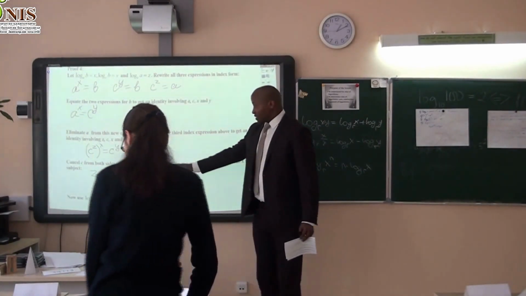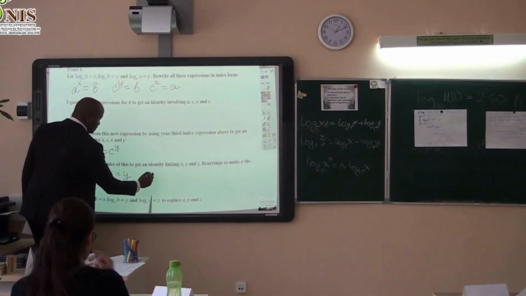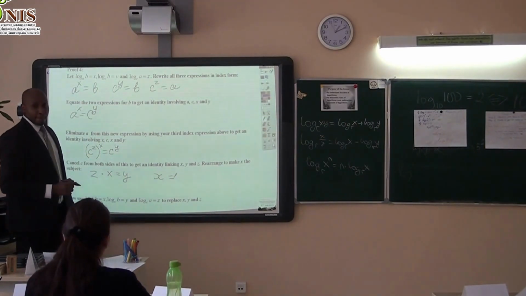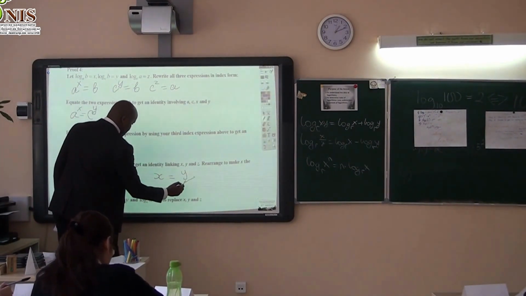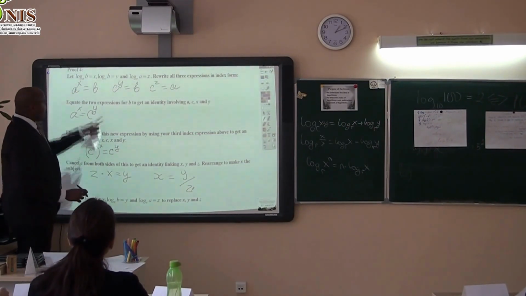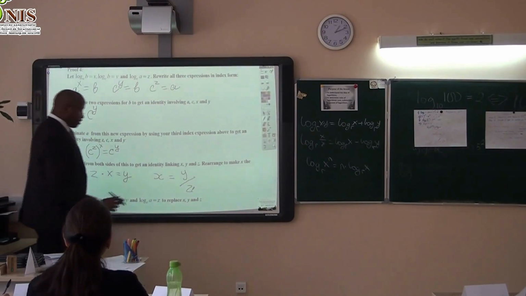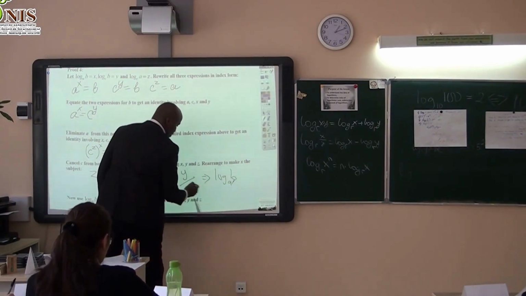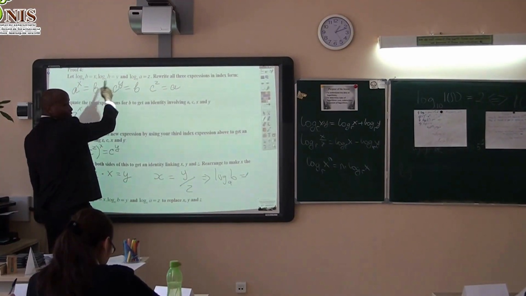How do we make x the subject? If z times x is equal to y, then x is equal to y over z. But then, what is x in the original equation? It's the logarithm AB. This implies the log of b to the base of a, which is x, is equal to, what's the value for y? The log of b to the base of c.